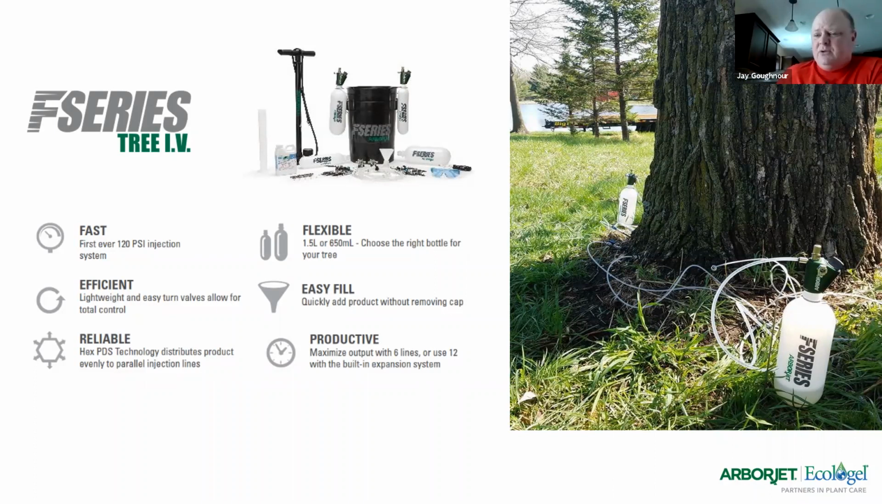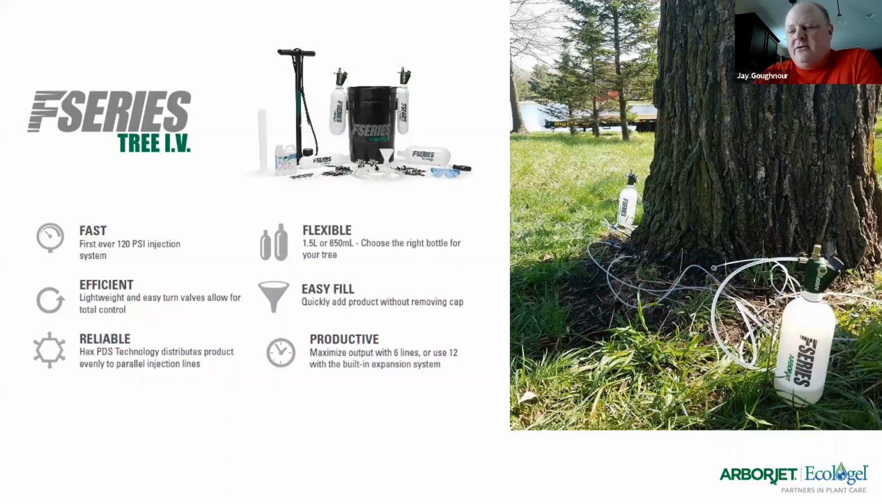So the F-Series, there's a couple of really nice features about it that I like for Bur Oak Blight. I like the easy fill tops because you're putting product in there a lot, going from tree to tree to tree. So that's fantastic. And they have the larger bottle. They have a 1.5 liter bottle, and that makes it really nice for these higher volume types of treatments.